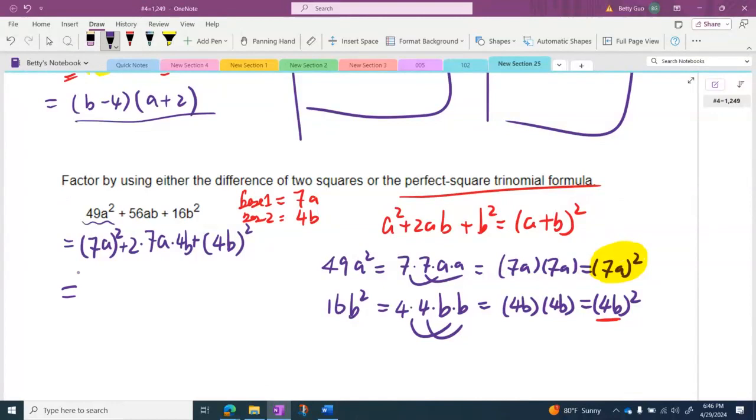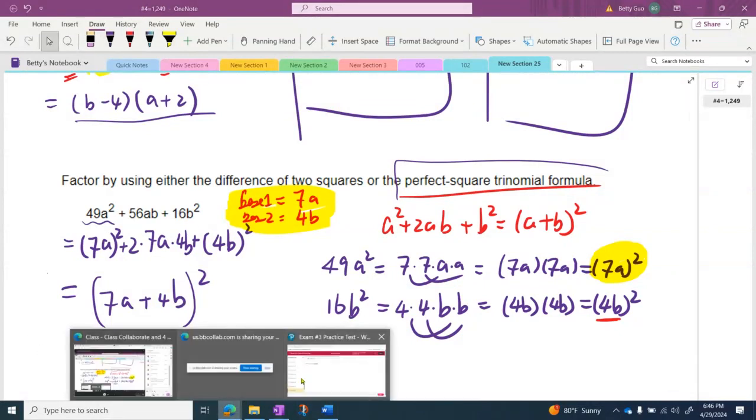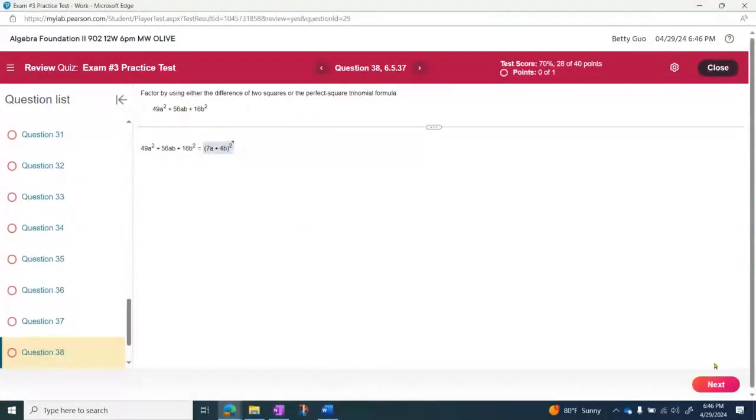All we need to do is, and also, if the problem tells you to use the formula, it has to be. It will not trick you. It will be a perfect square trinomial. So all that matters is you find the first base and second base. Then you add up the two bases and raise the sum to the power 2. And that's it. 7a plus 4b to the power 2. Right? Next.